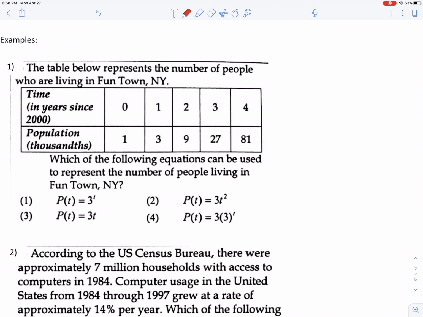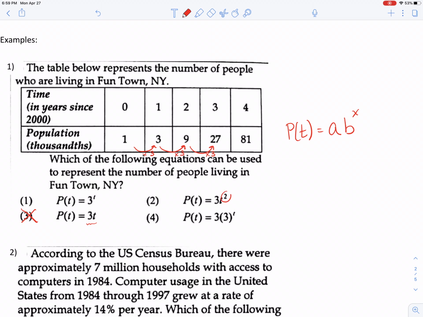So I would put, in this case, they're putting P at T equals, and then we have A, B to the x power for an exponential function. So already 2 of the choices aren't even exponential functions. Choice 3 is 3t, that's a linear function. And if you look what's going on here, to go from 1 to 3 and 3 to 9 and so on, it's going up by a factor of 3. So if you're multiplying by a factor of 3, that's an exponential function, not a linear function.